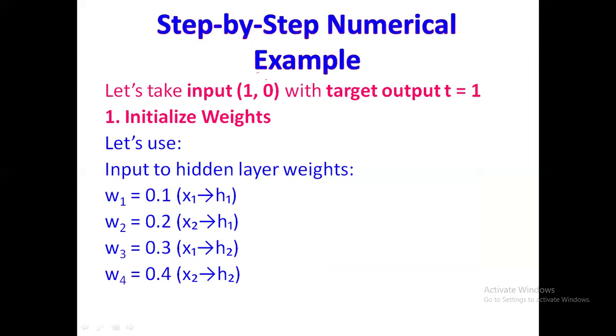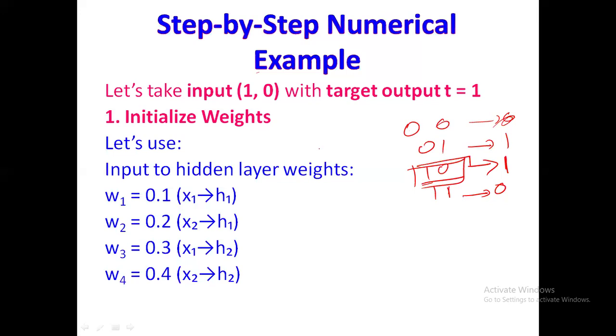In this case, we are going to take the patterns 0 0, 0 1, 1 0, and 1 1. And what is the targeted output? For the first it is 1, for the second also 1, for the next it is 0, and for this also 0. So here we are going to take the pattern 1 0, and the targeted output is 1.